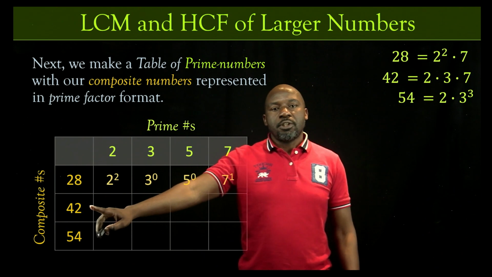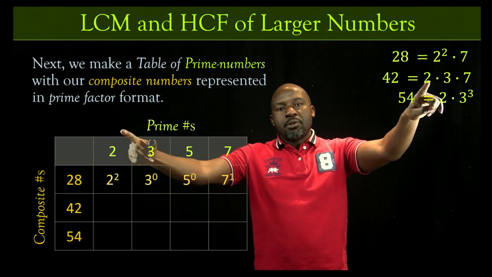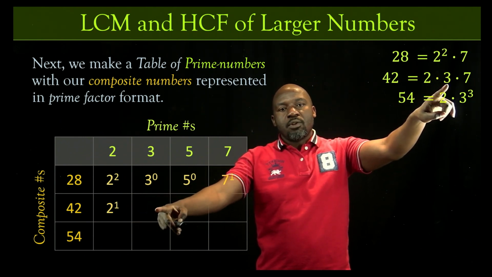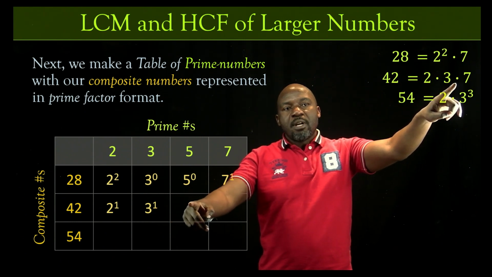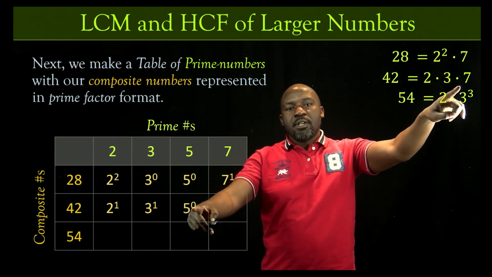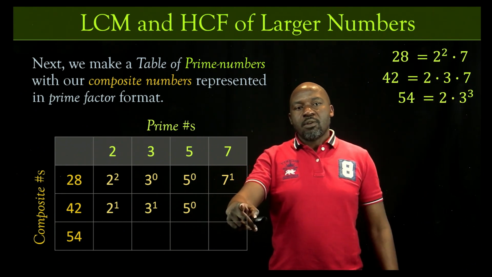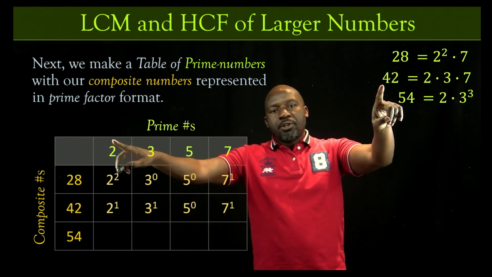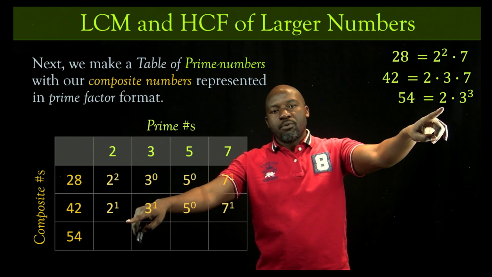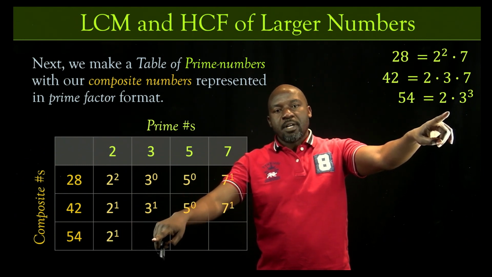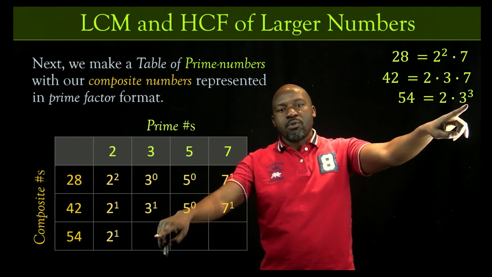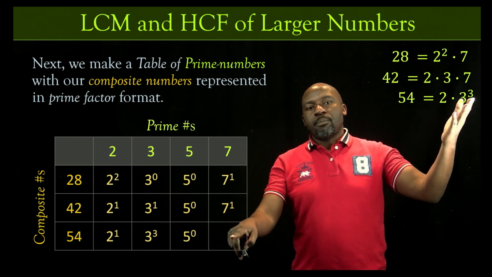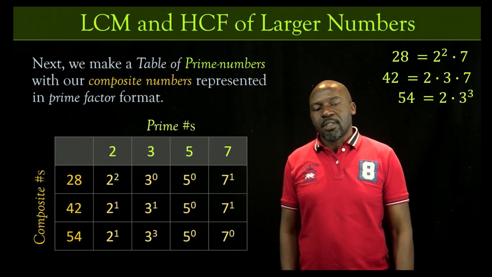Okay, do the same with 42. The prime number 2 appears 1, so we can put 2 power 1 there. The prime number 3 appears 1, so we can put 3 power 1 here. The prime number 5 does not appear, so we put 5 power 0 there. The prime number 7 appears 1, so we can put 7 to the power of 1 there. And we repeat the same with 54. The prime number 2 appears 1, so we can put 2 power 1 there. The prime number 3 appears 3 times, so we put 3 power 3 there. The prime number 5 does not appear, so 5 power 0. The prime number 7 does not appear, so 7 power 0, like that.